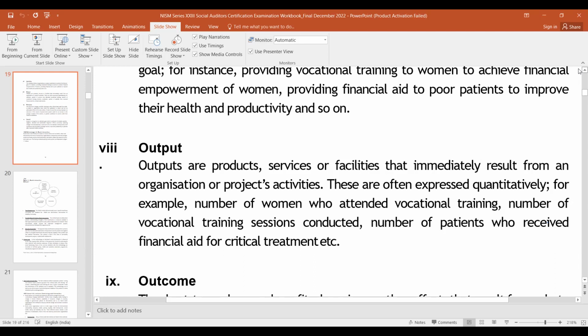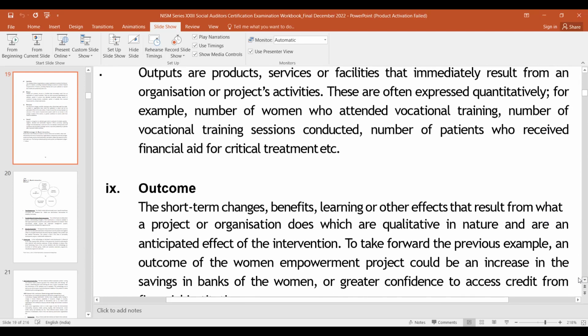So these outputs are products, services, or facilities that immediately result, and these are often expressed quantitatively. For example, the number of women who attended vocational training. That way you will be able to express your output in quantitative terms, which can be measured objectively. The number of vocational training sessions conducted, the number of patients who received financial aid for critical treatment, etc. Next is outcome.